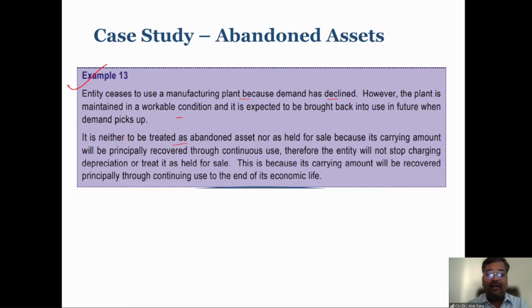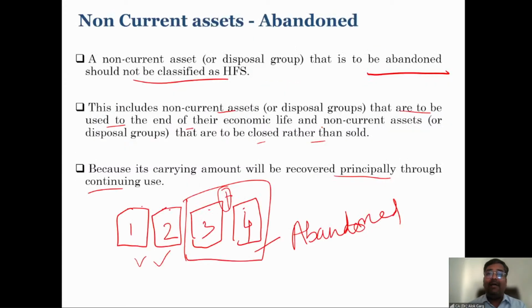It is not written correctly here. It says it is neither to be treated as an abandoned asset. So basically, it is to be treated as an abandoned asset, right? Not as held for sale, right? It is an abandoned asset. Okay.